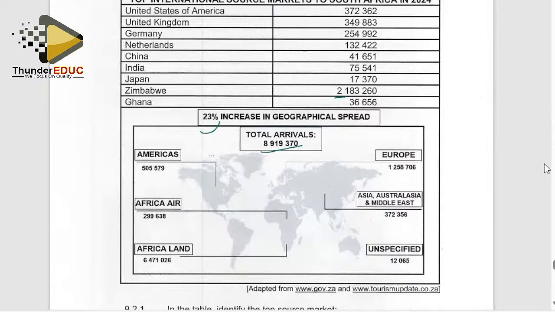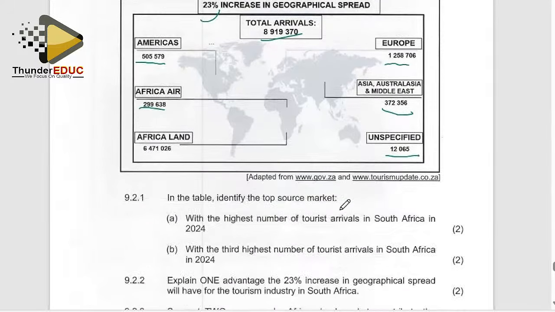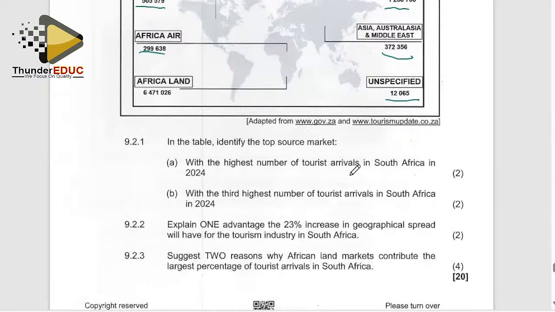Tourist arrivals, all in all, that is 8,919,370. The Americas contributed 505,579. Europe contributed 1,258,706. Africa air markets 299,638. Then Asia and Australasia and Middle East 372,356. Then we also have an unspecified market which contributed 12,065. So 9.2.1, in the table, identify the top source market.